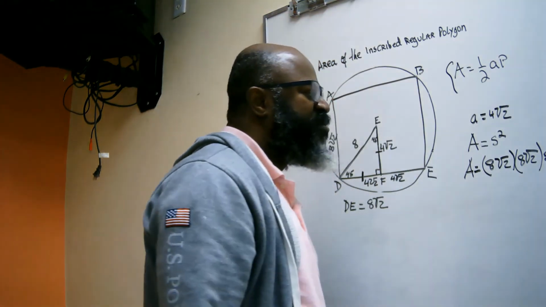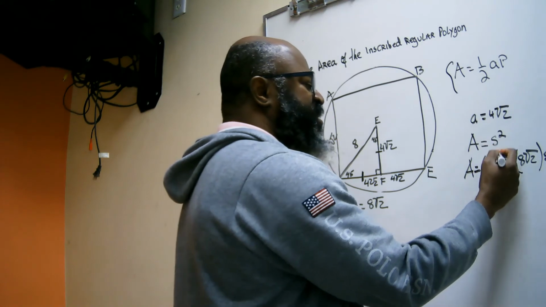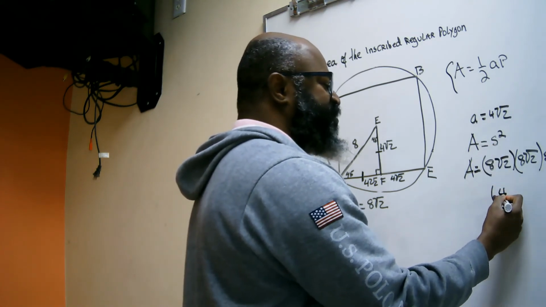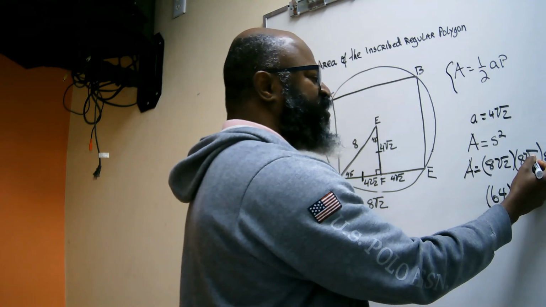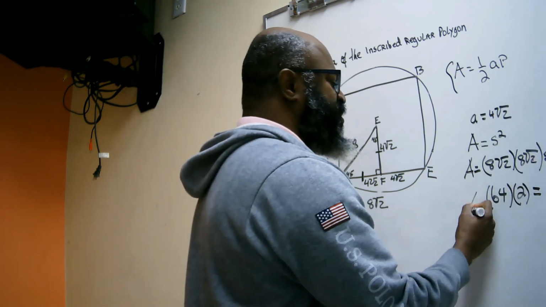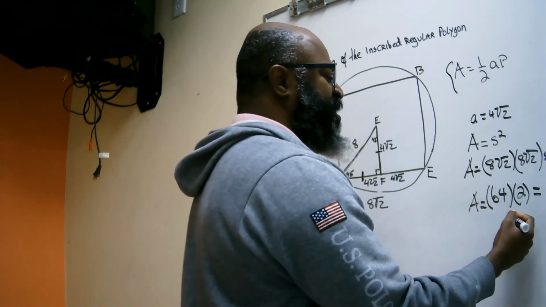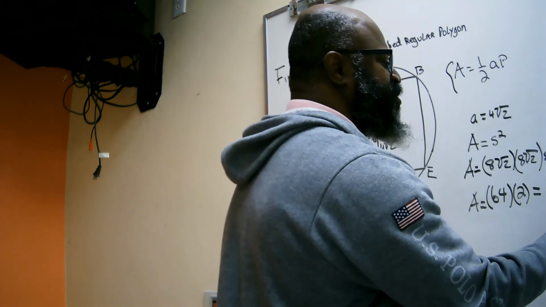Since I'm giving you many ways, then I'll give you 8 squared. That will give you 64 times square root of 2 times square root of 2, which is square root of 4. Square root of 4 is 2. That will give you 64 times 2. That will give you the area. The area will be 128 square units.